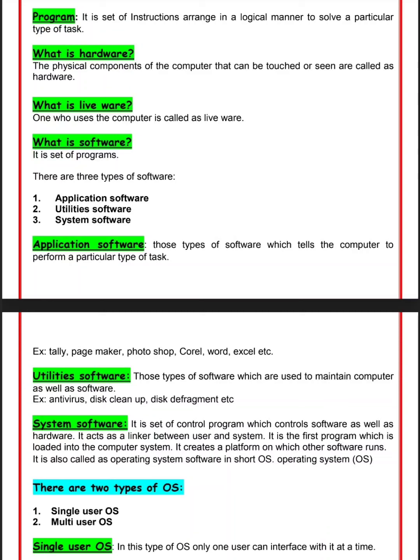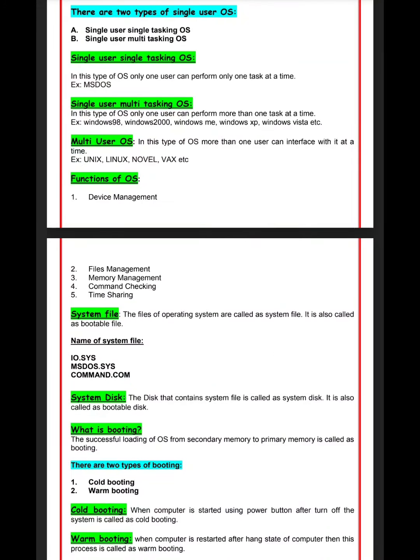It acts as a link between user and system. It is the first program which is loaded into the computer system. It creates a platform on which other software runs. It is also called the operating system, in short OS. There are two types of OS: single user OS and multi-user OS. Single user OS: in this type of OS only one user can interface with it at a time.